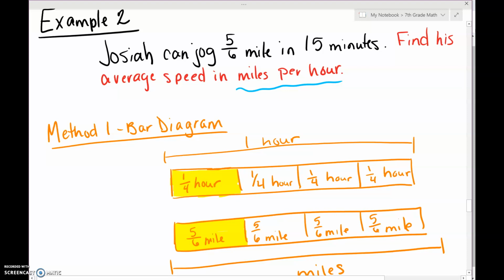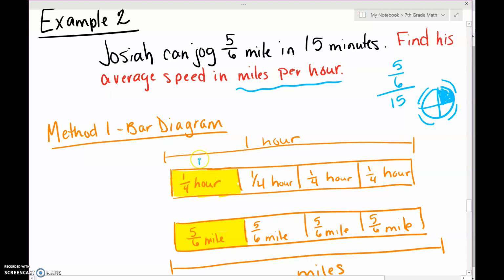How many minutes are in 5/6? So we have 5/6 of a mile in 15 minutes. Again, what do we remember from example 1? Uh-oh, I need to know what fraction of an hour 15 minutes is. Well, if we have a clock, we remember that 15 minutes is one of our 4 parts. So that means that 15 minutes is a quarter of an hour.